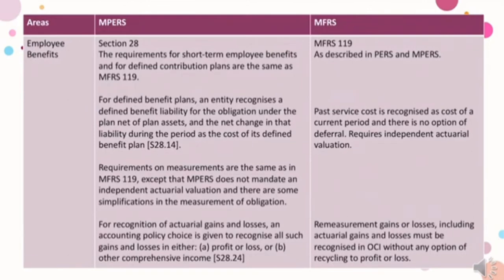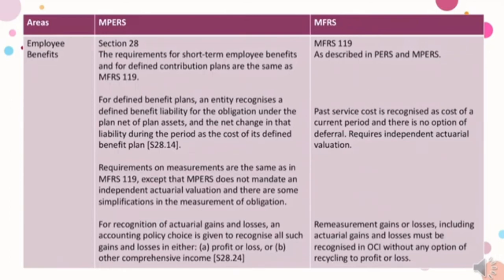Next, for the defined benefit plans under MPERS, an entity recognizes a defined benefit liability for the obligation under the plan net of plan assets, and the net change in that liability during the period as the cost of its defined benefit plan. While for the FRS 119, the past service cost is recognized as cost of the current period, and there is no option of deferral. Requires independent actuarial valuation.